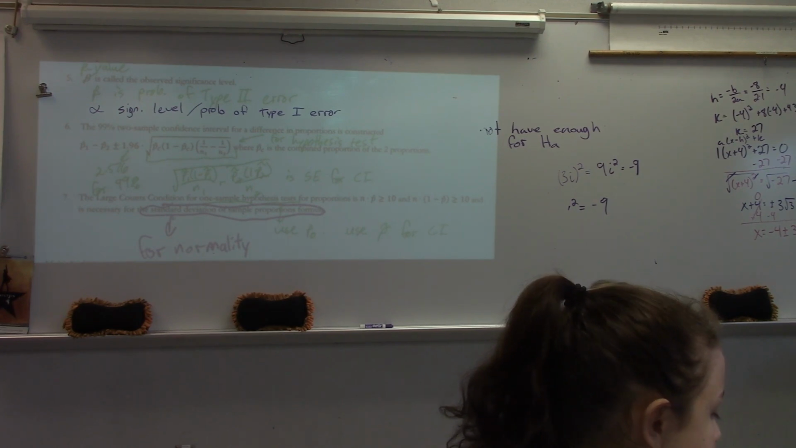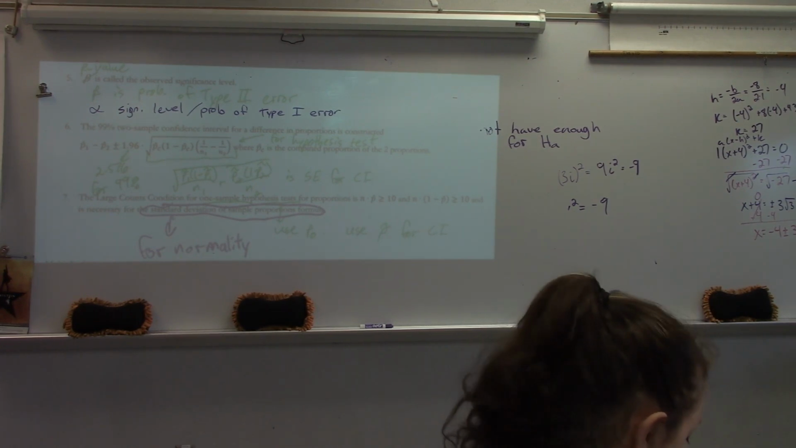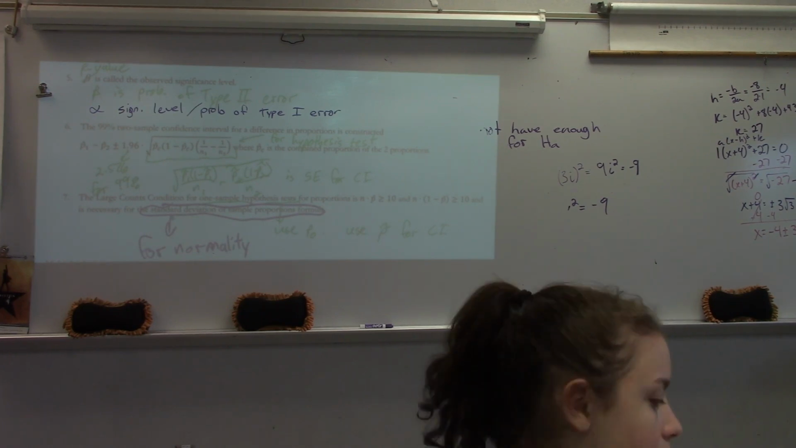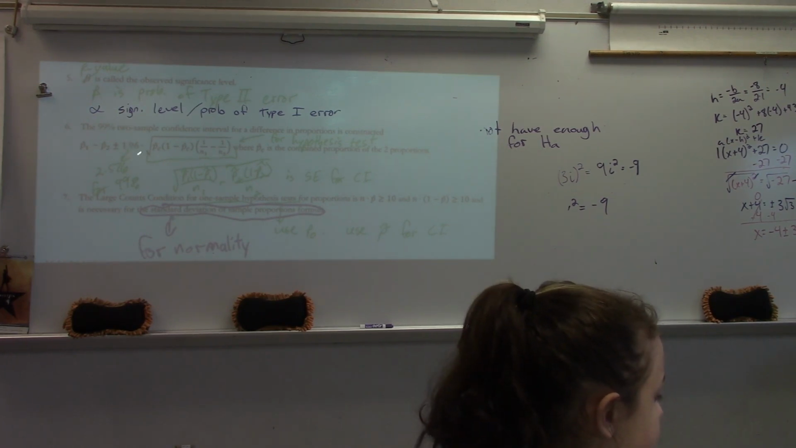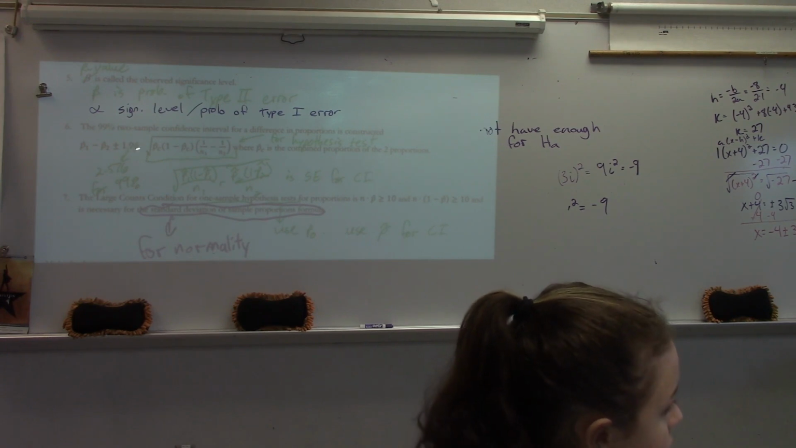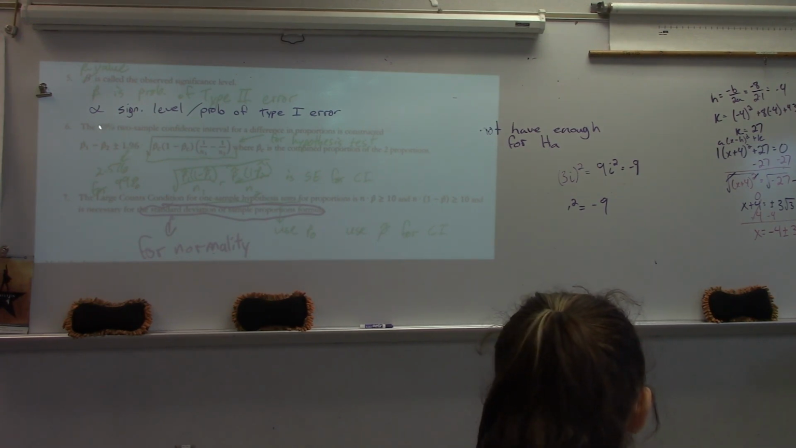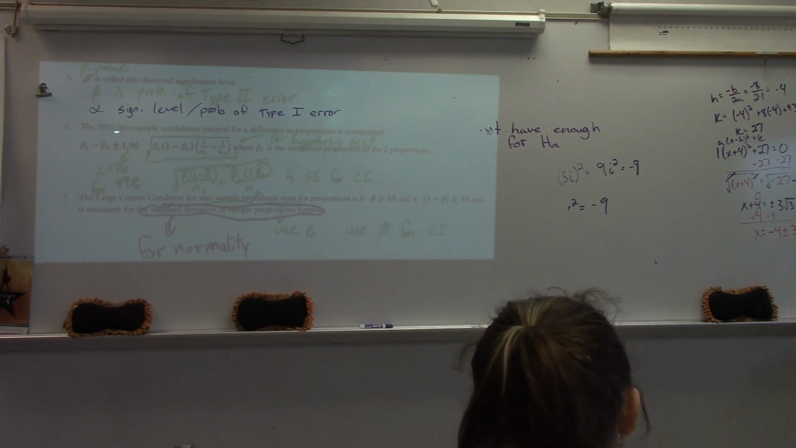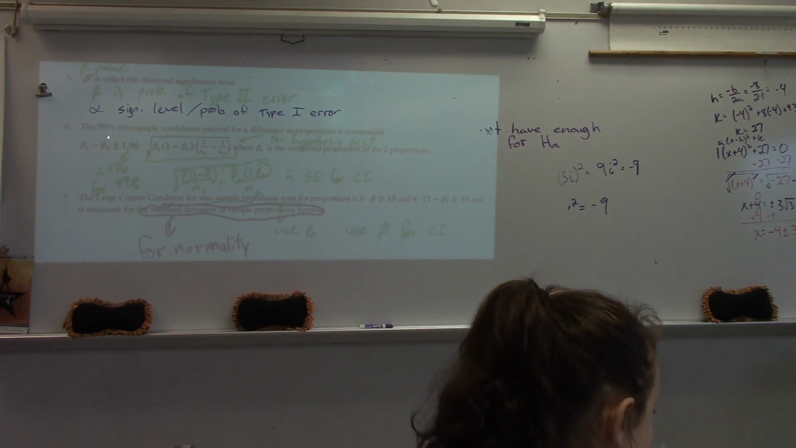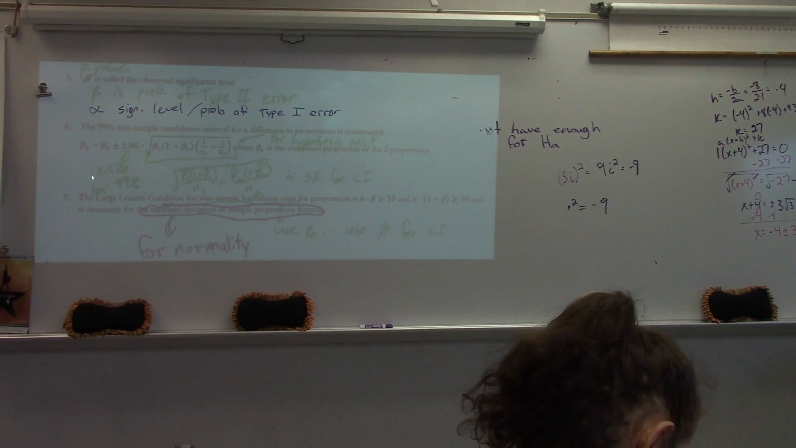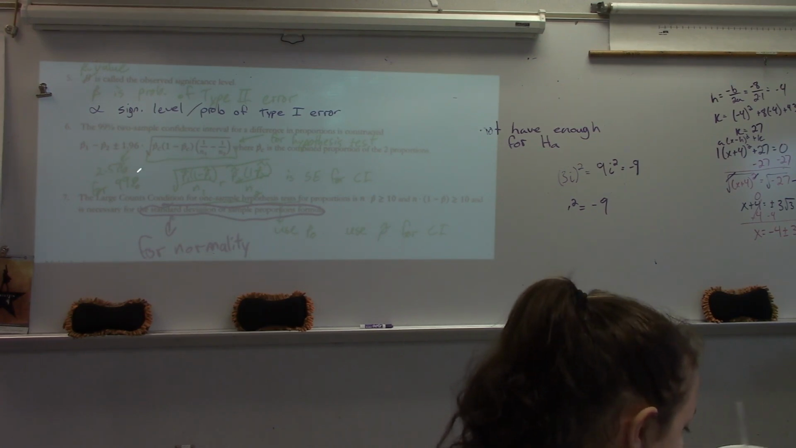So, number 6, there were lots of issues. And you just pay attention to this one. First off, the critical value 1.96 was for what confidence level? 95%. This was a 99%. So, you would have to get that critical value there.